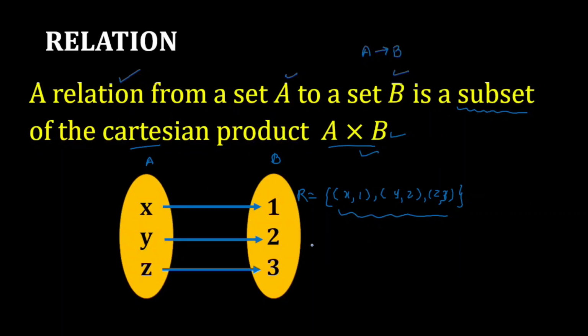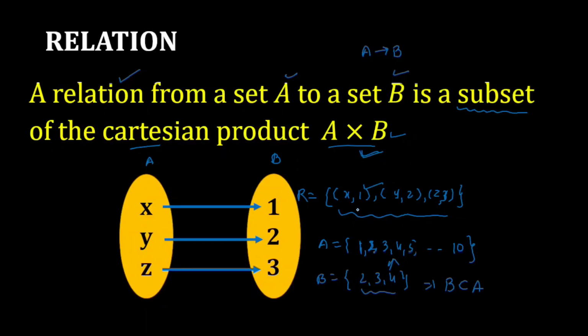In general, if set A has the elements 1, 2, 3, 4, 5, and so on up to 10, and if I say the elements of B are 2, 3, 4, can I say B is a subset of A? Because the elements 2, 3, 4 belong to set A also. Similarly, the elements of a relation belong to the set A cross B. So this is the definition of a relation. It is a subset of the Cartesian product of the two sets, that is A, B, or it may be P, Q, isn't it?